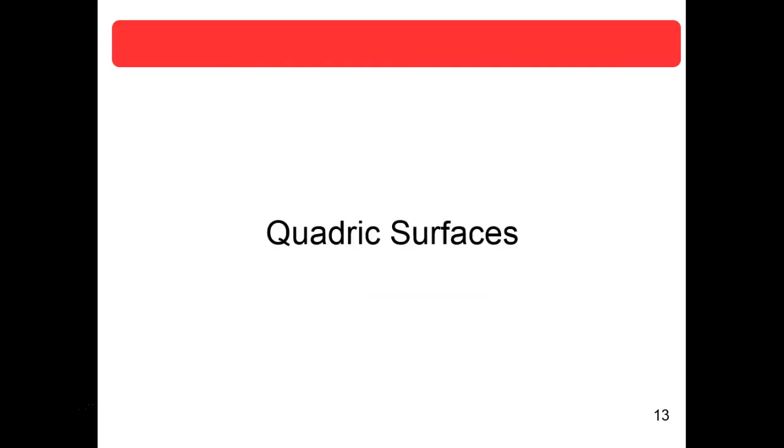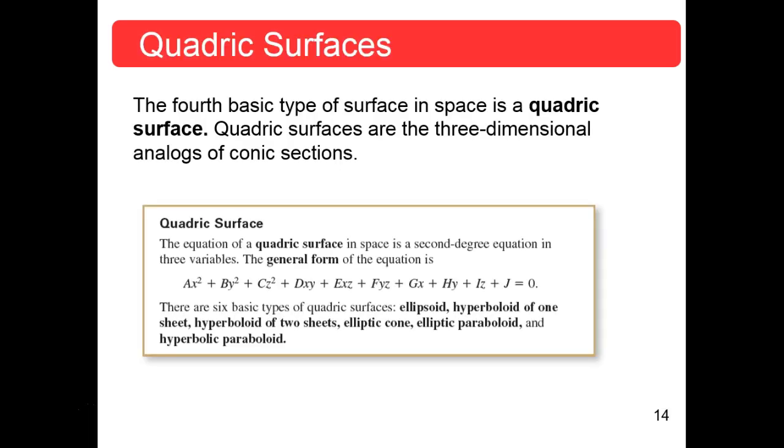Now, quadric surfaces. This is where technically the course begins, so we're not too far off. The fourth basic type of surface, the first was the sphere, the second the plane, and the third was cylindrical surfaces. Here's the fourth basic type of surface: the quadric surface. The quadric surfaces are three-dimensional analogs to the conic sections.